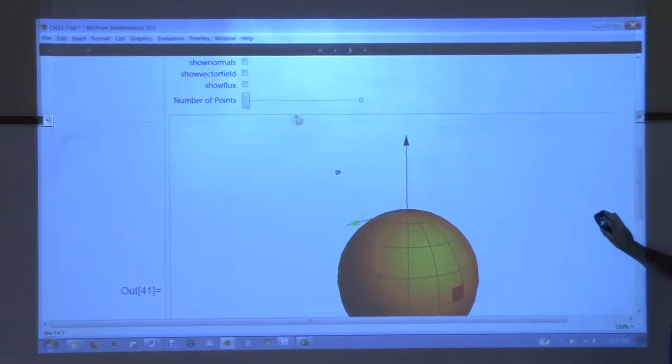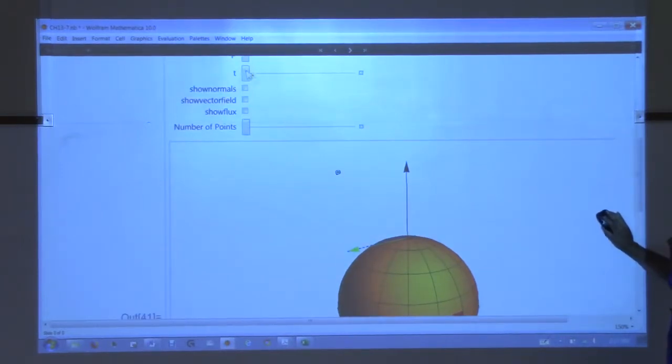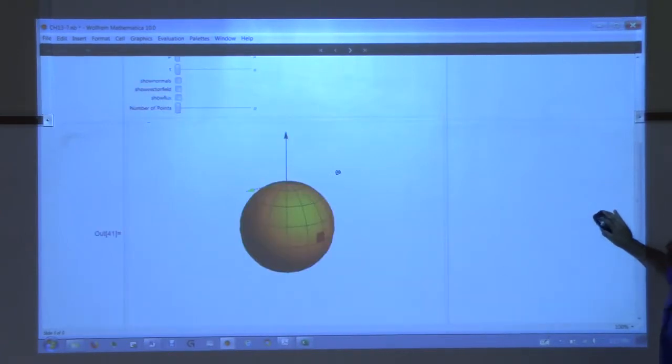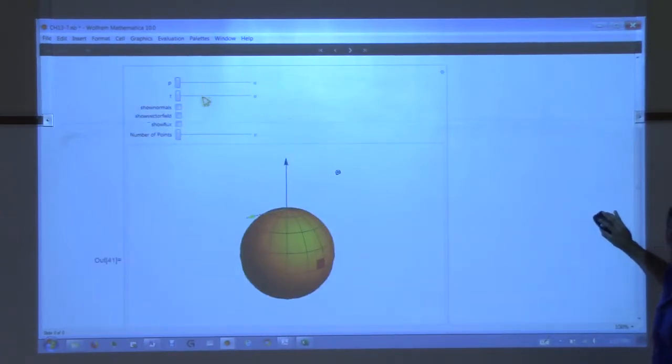So let me move myself. This is way too big. That might be too small. Can you all see that all right? Okay. Let me move myself over here. Get myself over here. There we go. I'll make that a little bigger.